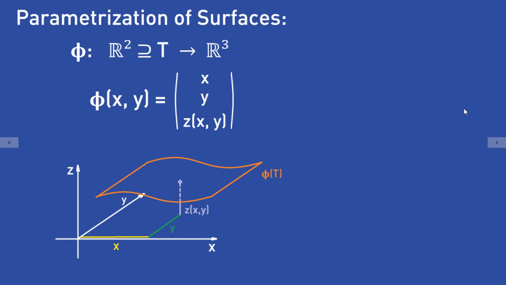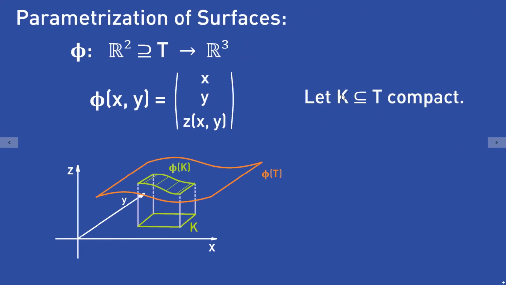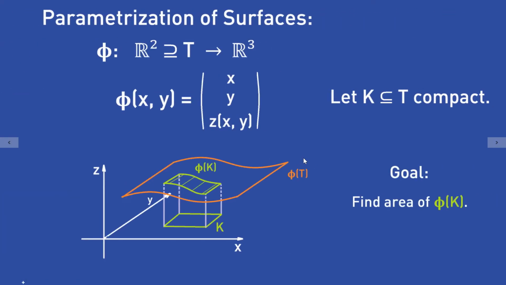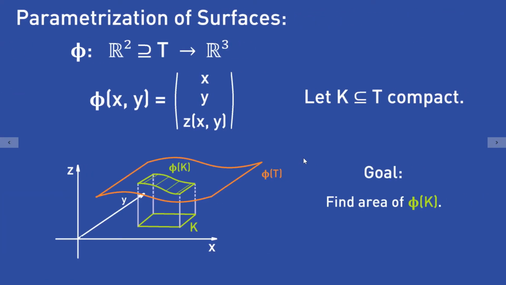Here I have a picture again. So this here is x, that here is y, and this here is z of x, y. If we have a compact subset K of the set T, the image of K could look like that, phi of K. This green surface here. The goal is now to find the area of this green object here. So the goal is to find the area of phi of K, of this image here.